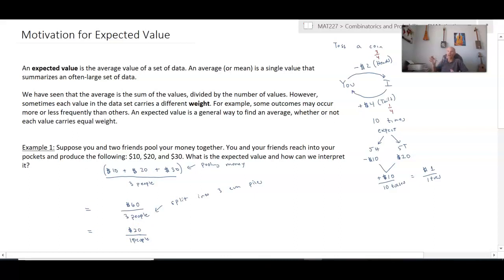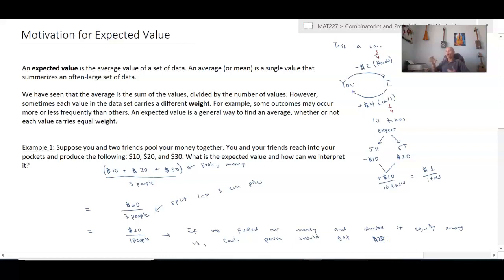So yeah, we could say on average we have $20 per person, but another way of thinking about this is as follows. If we pooled our money and divided it equally among us, each person would get $20.